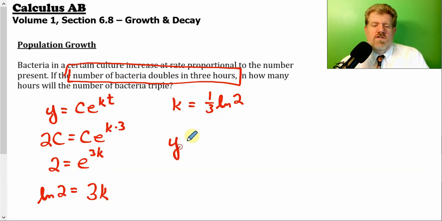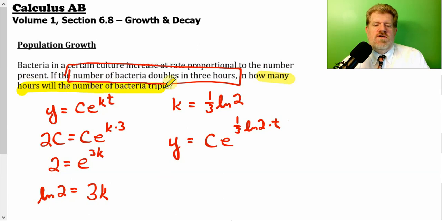So my equation that I have so far is this: 1/3 natural log of 2 times t. Now can I answer my question? The question being, how many hours will the number of bacteria triple? So I didn't really have to know how much I started with, because I'm doubling it and I'm tripling it. So what I know is, if I triple my starting value, that's 3C.